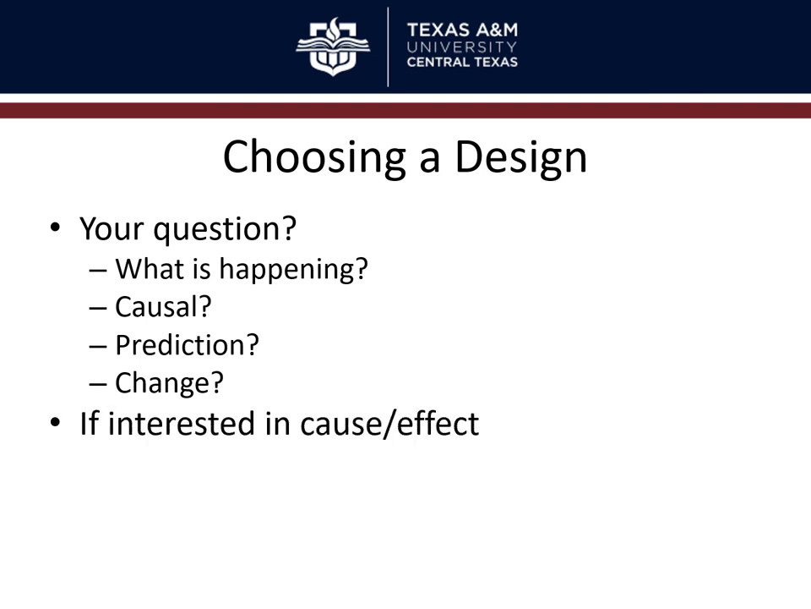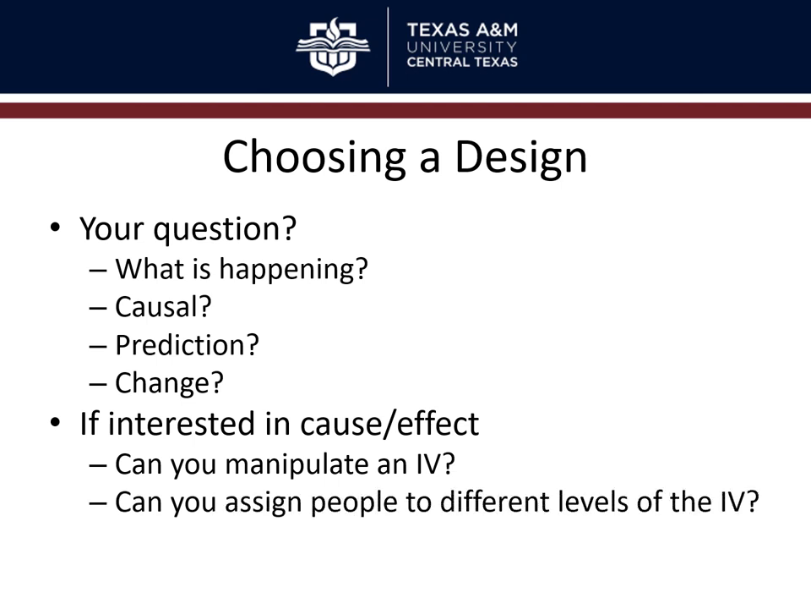If you're interested in cause and effect, you've got to think, well, the independent variable I'm looking at, is it practical? Is it ethical? Is it possible to manipulate it? If so, I can do experimental. If not, I may have to drop down to quasi-experimental, or maybe I have to rethink it and do correlational research that can't show causality, but will probably be based on some causal assumptions. The other thing to think about is, can you assign people to different levels of the IV, right? Again, that'll help determine if you can use an experiment or you have to drop down to something else.